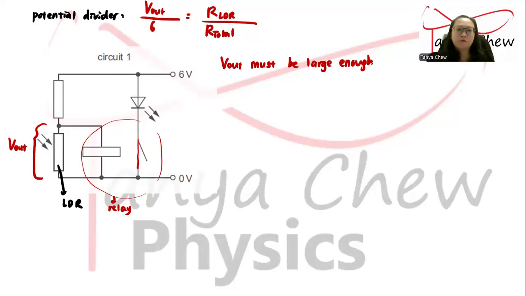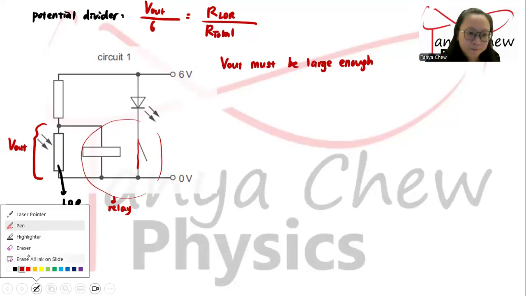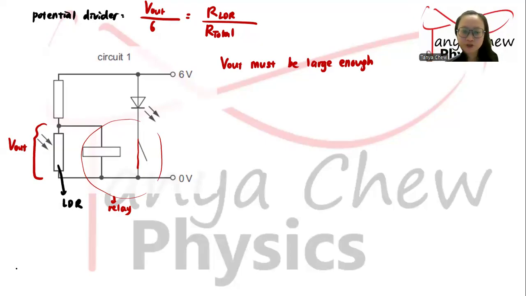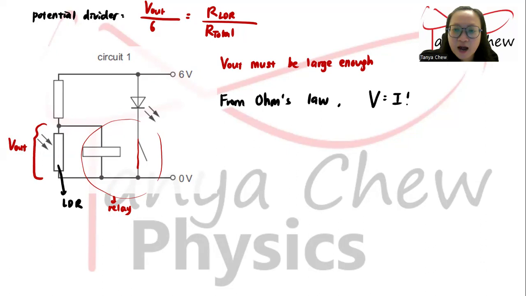So whenever you use the potential divider concept, you bear in mind Ohm's law. From Ohm's law, V equals IR. I is the current. It is the same amount of current that flows through this R and LDR, so I'm not going to compare the current. I'm going to compare the potential difference, which is directly proportional to the resistance.